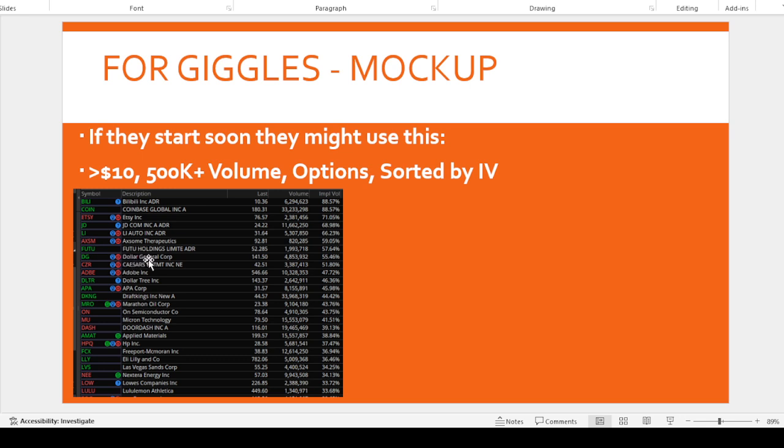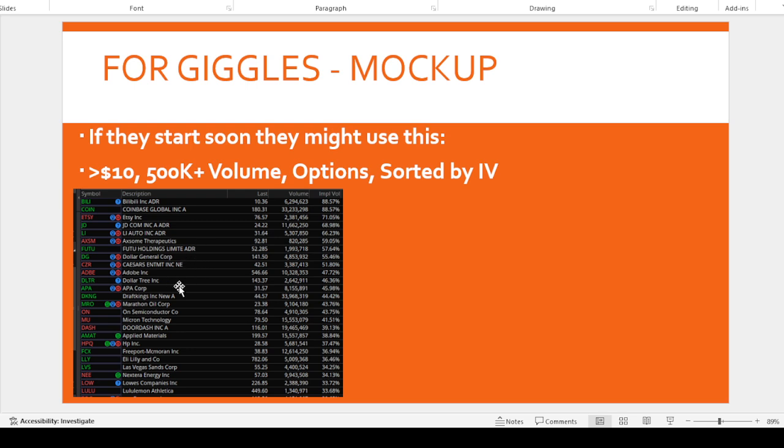Futu, I believe these are the owners of the Moomoo trading app. So again, I don't know if this will make it in. Dollar General, this is actually kind of surprising, but maybe it's because of earnings. So that could probably make it in because it'll be a good diversifier. And then you have Caesars Entertainment, so anything relating to gambling, which is kind of funny, but this could make it in. Adobe, again, like a Dollar Tree.